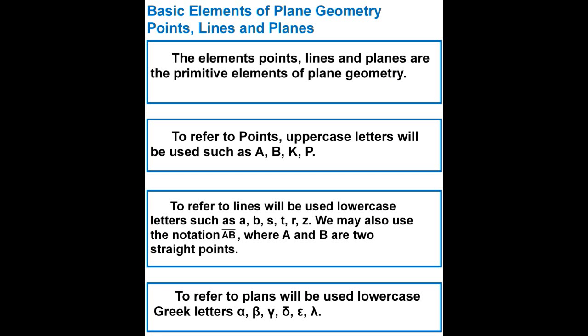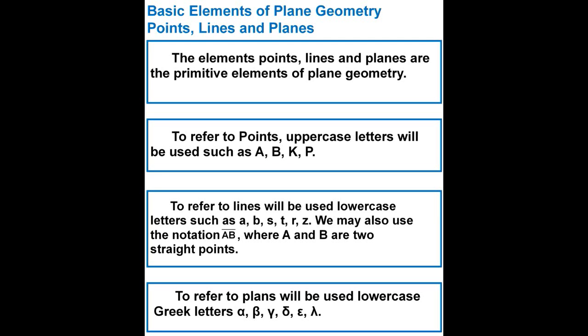This first slide shows how points, lines, and planes are referenced. The elements points, lines, and planes are the primitive elements of the flat geometry. To refer to the points, uppercase letters are used, such as A, B, K, P. To refer to the lines, lowercase letters are used, like a, b, s, t, r, z.